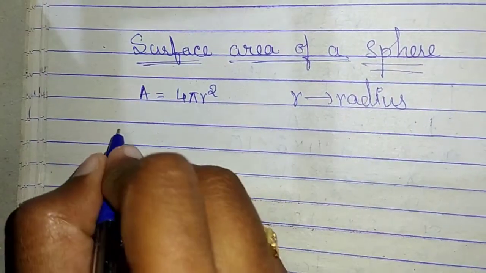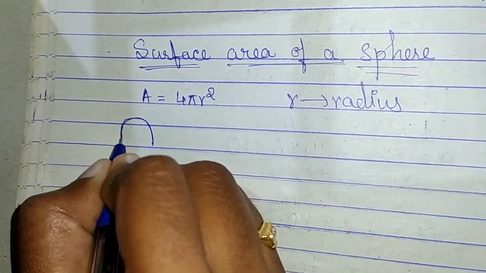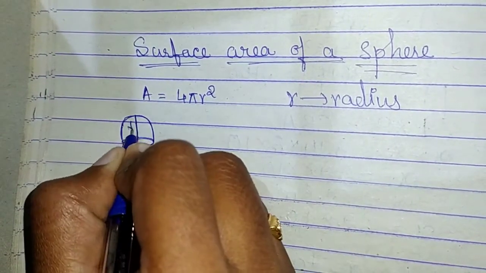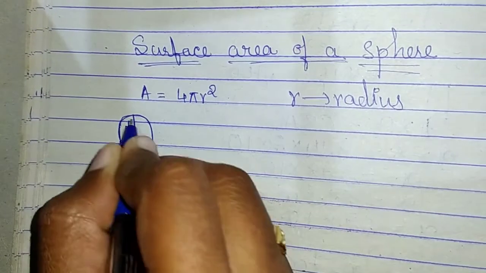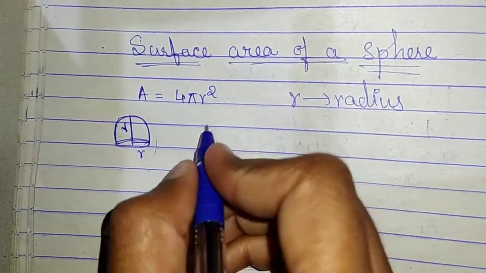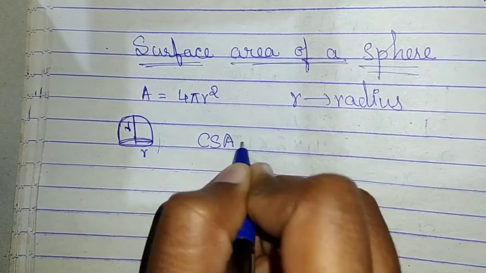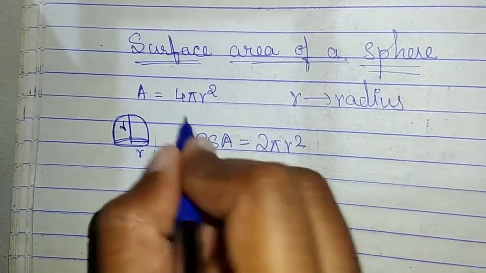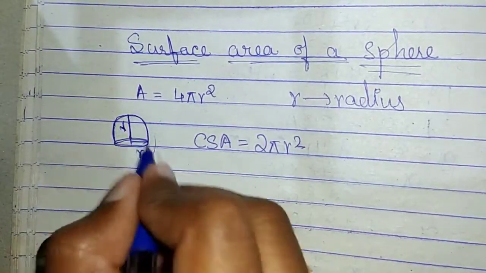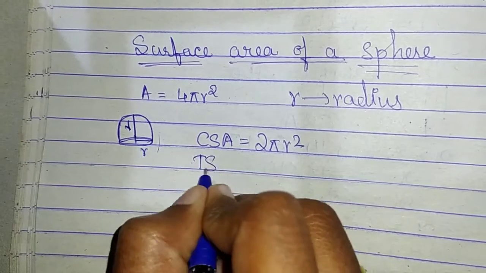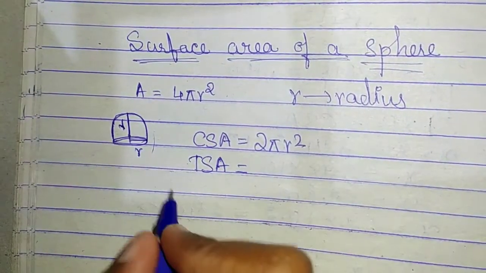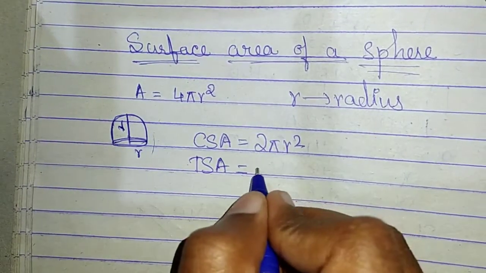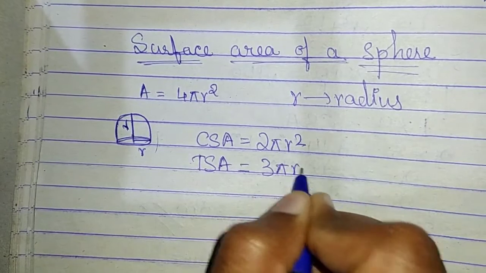Now, when it comes to a hemisphere, that is half of a sphere, this distance is the radius, this distance is also the radius. In the case of a hemisphere, we will be talking about a curved surface area which will be equal to 2 pi r square, because it is the area of half of a sphere. And the total surface area will be equal to this curved surface area plus the bottom circular shape, so it will be equal to 3 pi r square.